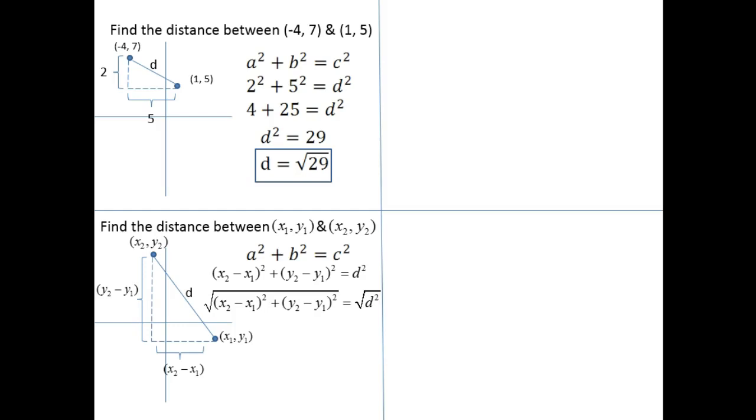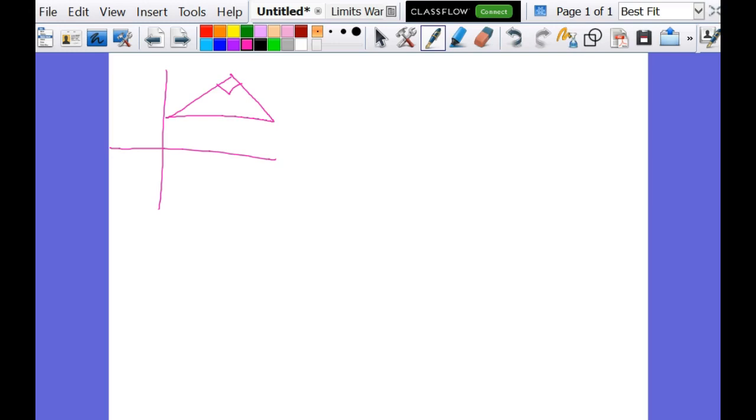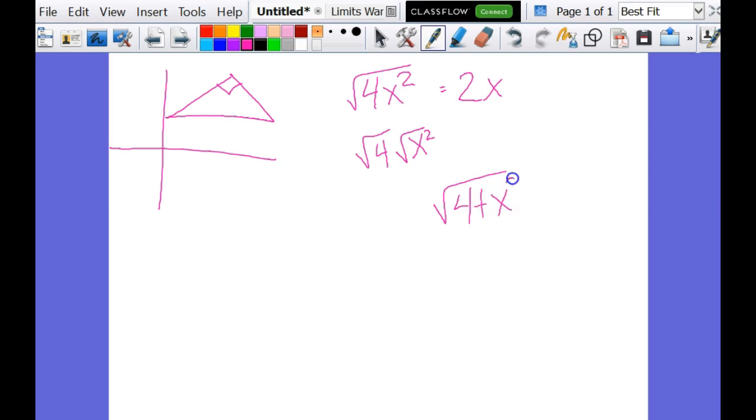Okay. So when I take the square root of both sides, the square root of d squared, what's the square root of d squared? D. Okay. Over here, does the square root knock off these squares right here? 100% absolutely not. No way. Okay. So if I have the square root of 4x squared, that does give me 2x, because I can make that into the square root of 4 times the square root of x squared, because I can split that up. If I have the square root of 4 plus x squared, that absolutely does not equal 2 plus x.